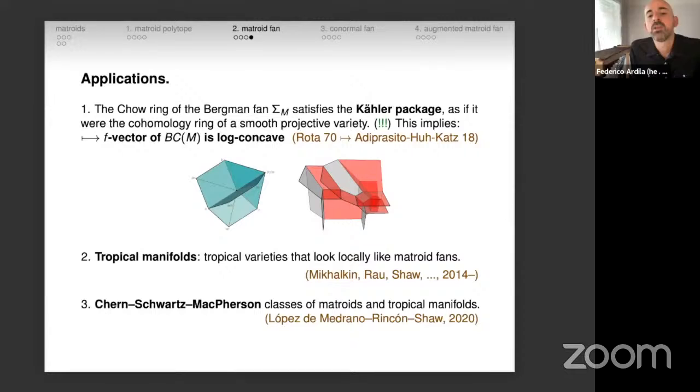Lucía López de Medrano, Felipe Rincón, and Chris Eur wrote a very beautiful paper studying Chern-Schwartz-MacPherson classes of matroids. This is following the classical theory of Chern-Schwartz-MacPherson classes, which are like Chern classes for singular varieties. And they found that this matroid fan can be used to extend that definition to any matroid. And then going from there locally to globally, you can then define CSM classes for tropical manifolds. So these are some of the applications of matroid fans.